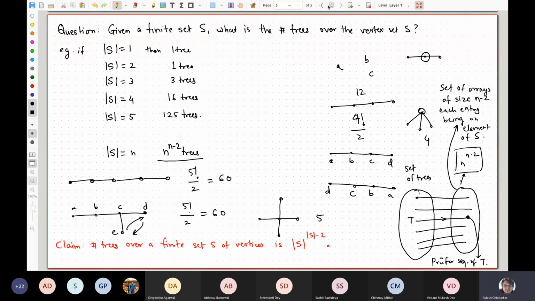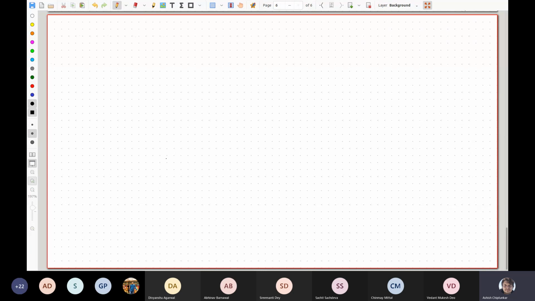Okay, cool. So how do you construct a Prufer sequence of a tree? So we are looking at Prufer sequences of trees.